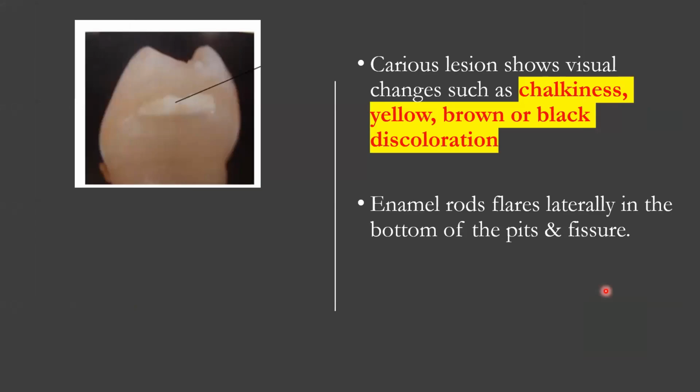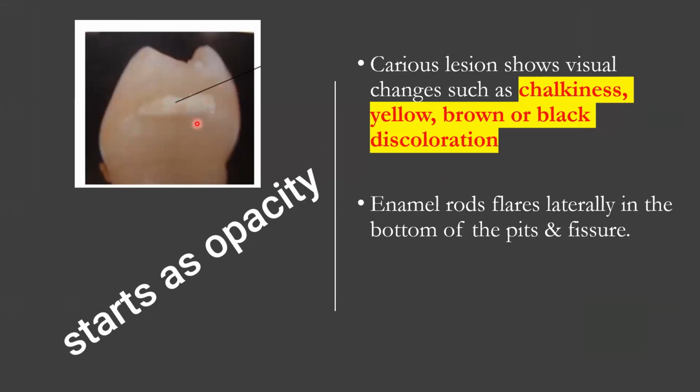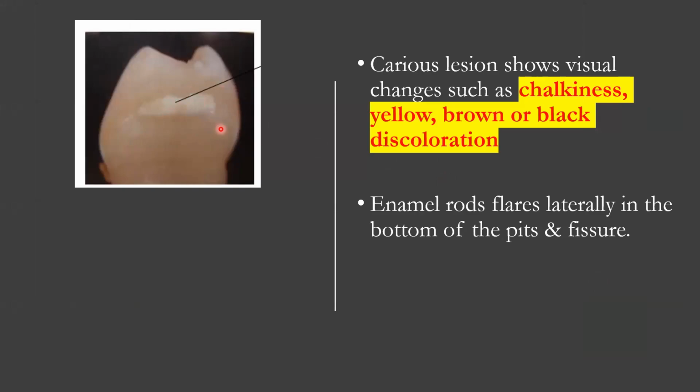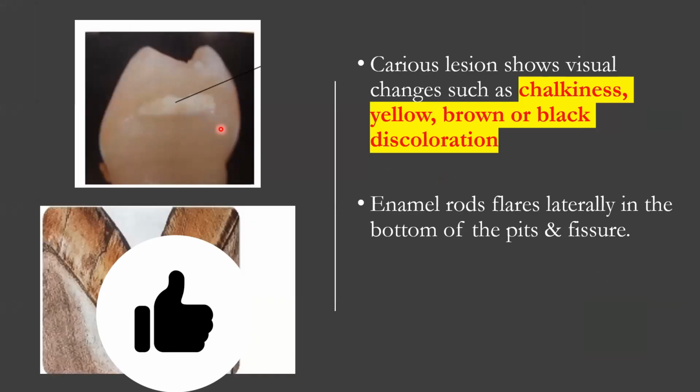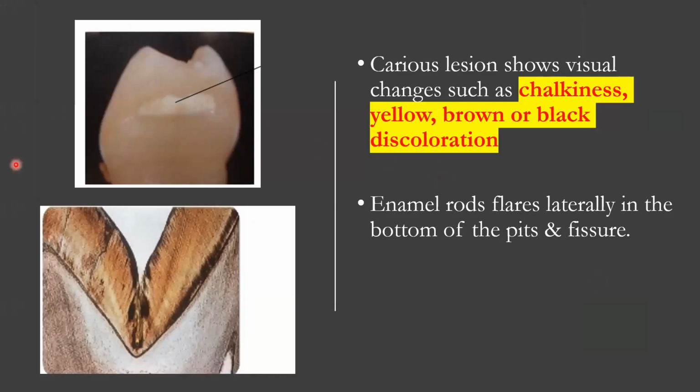So when the carious lesion starts, you will see a kind of opacity or a chalkiness which progresses to turn to yellow, brown, or blackish discoloration. Enamel rods flare laterally in the bottom of the pit and fissure, which is the reason for the triangular appearance. So as you can see, enamel flares laterally in this pit and fissure direction.